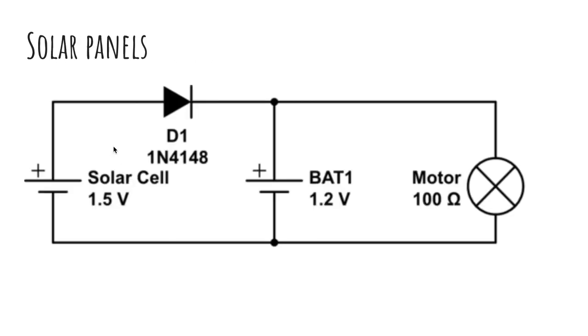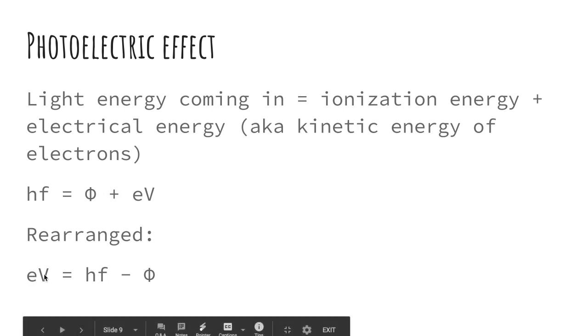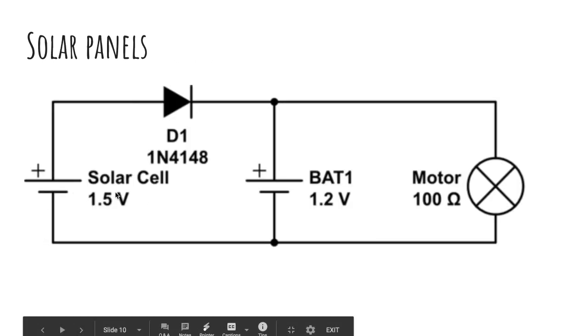So one application of this is solar panels. Here's a circuit diagram of one example of a solar panel. This would be the solar panel. Light comes in and hits the solar panel, and it produces a maximum voltage of 1.5. Using this equation, we can figure that out. This is just an example.